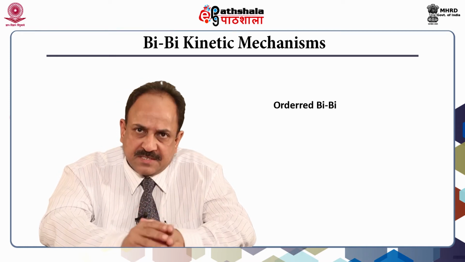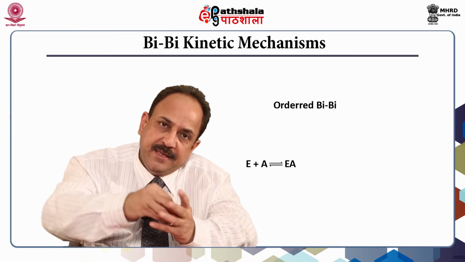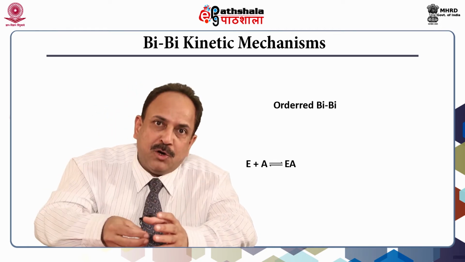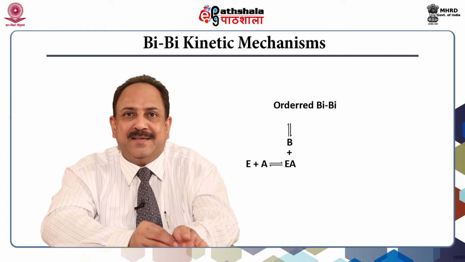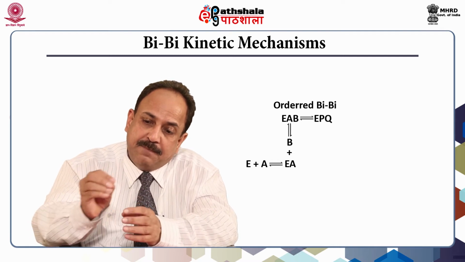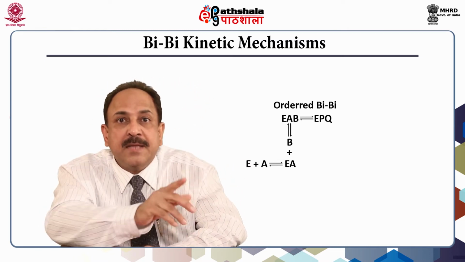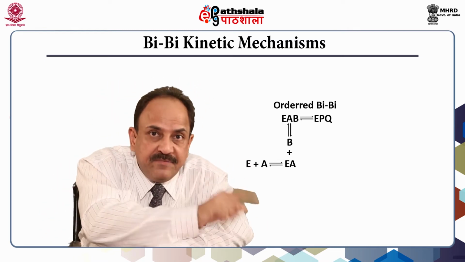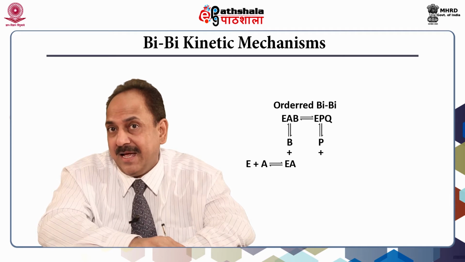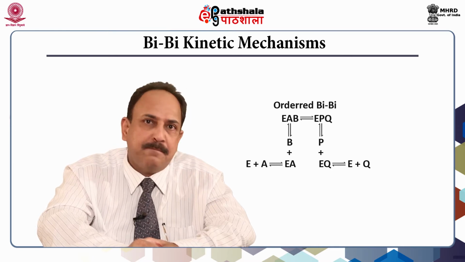In this case, the first substrate will be labeled or notated as A. A will enter E, and then this will produce the EA complex. Then it will be followed by entry of the second substrate, that is B. Then this will form the complex EAB. This EAB will pass through the transition state to form EPQ. Now the first product which leaves this complex will be termed P, and the next product which leaves in the end is termed Q. So this is the ordered bi kinetic mechanism.